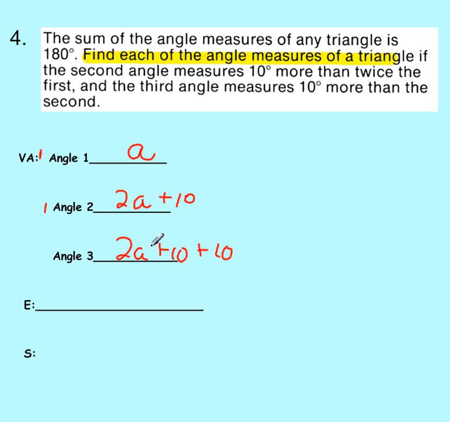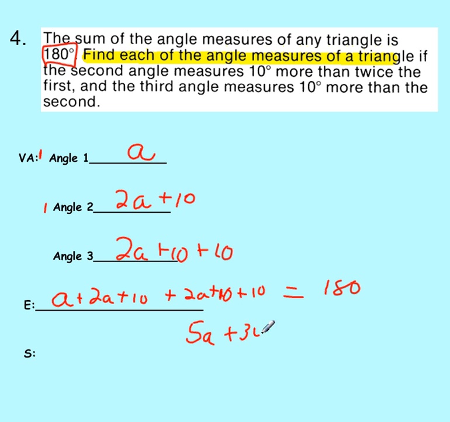Now I'm going to build my equation. Everything here is equal to 180 degrees, and it's going to be these three angles added together: A plus 2A plus 10 plus 2A plus 10 plus 10. Now let's combine all of my terms: an A, a 2A, and a 2A. All those A's add up to 5A. And then all these 10s: a 10, 10, and a 10 is going to be 30. So 5A plus 30 equals 180.